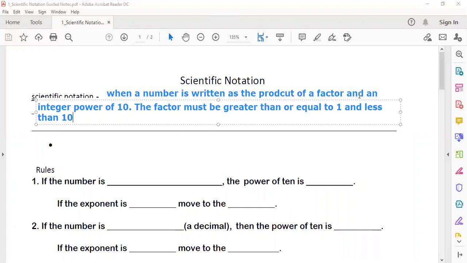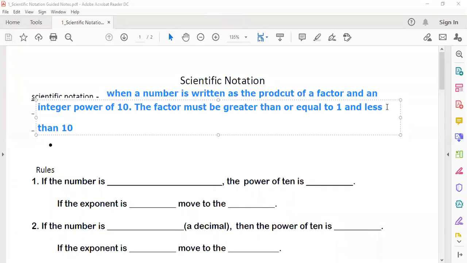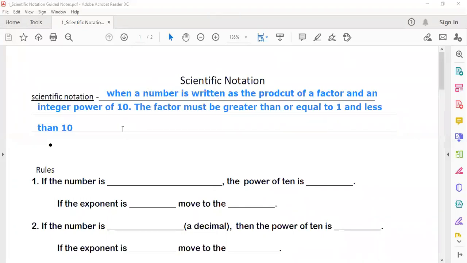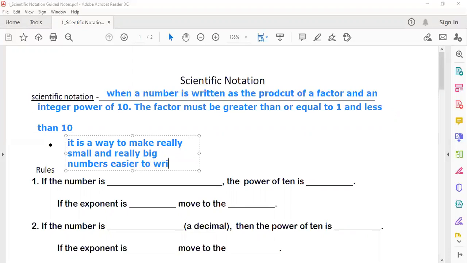Okay, so what does that mean in just a summary? Basically it's saying it is a way to make really small and really big numbers easier to write. We're going to make really small and really big numbers easier to write.